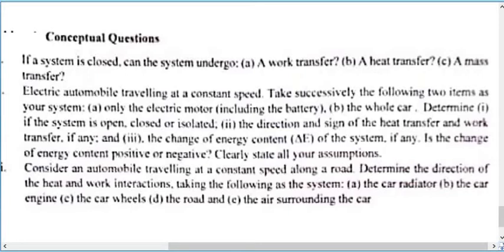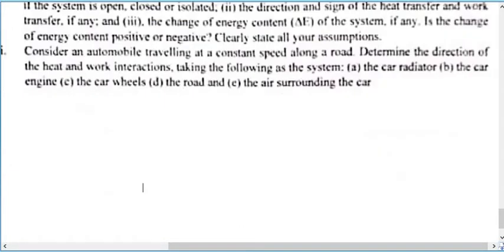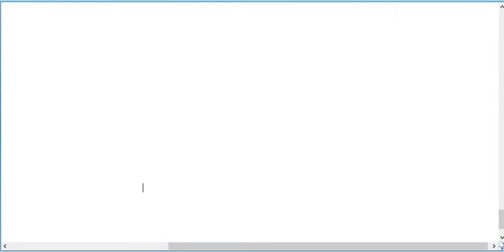So this is a problem that requires only conceptual understanding. Here we are trying to show how we apply thermodynamics to take a system and analyze it, to know the work and heat interaction and so forth, the direction. So, the solution. Let's start with the solution.